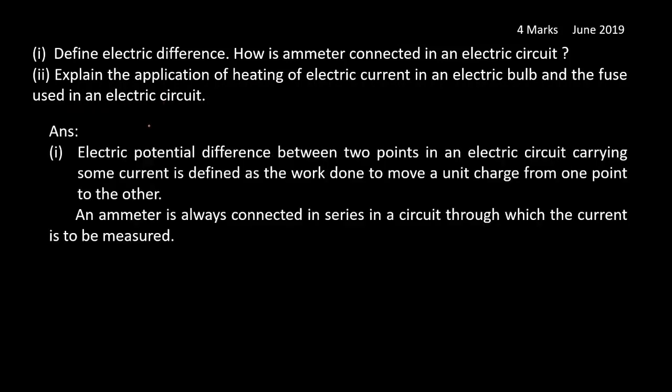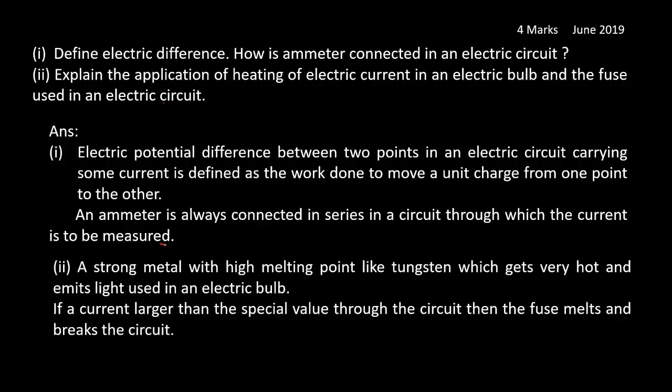The answer is electric potential difference between 2 points in an electric circuit carrying some current is defined as the work done to move a unit charge from one point to the other. An ammeter is always connected in series in a circuit through which the current is to be measured. A strong metal with high melting point like tungsten, which gets very hot and emits light, is used in an electric bulb. If a current larger than the specified value flows through the circuit, then the fuse melts and breaks the circuit.